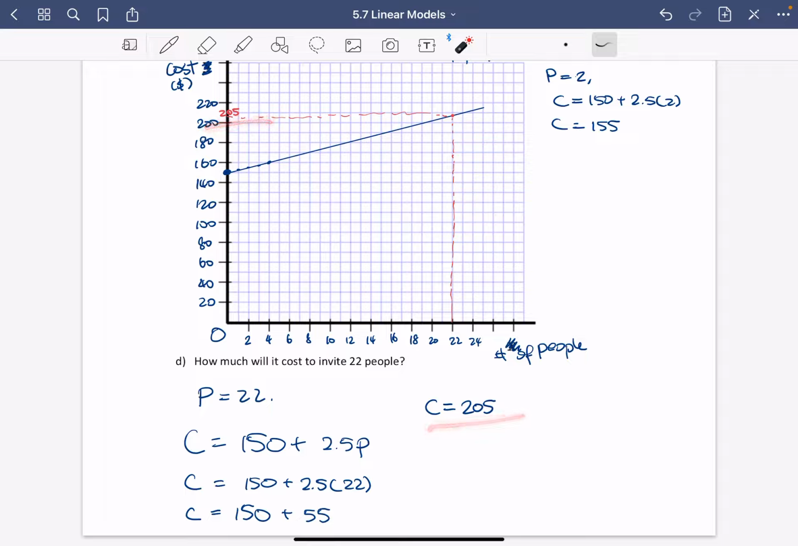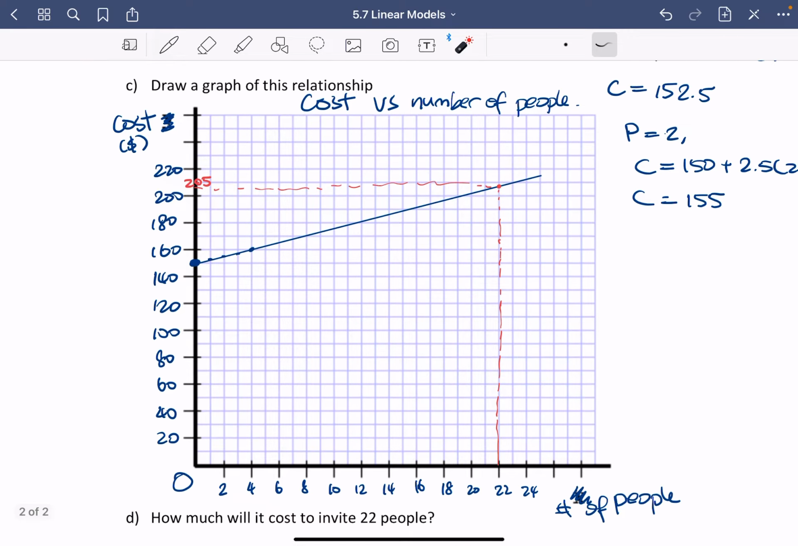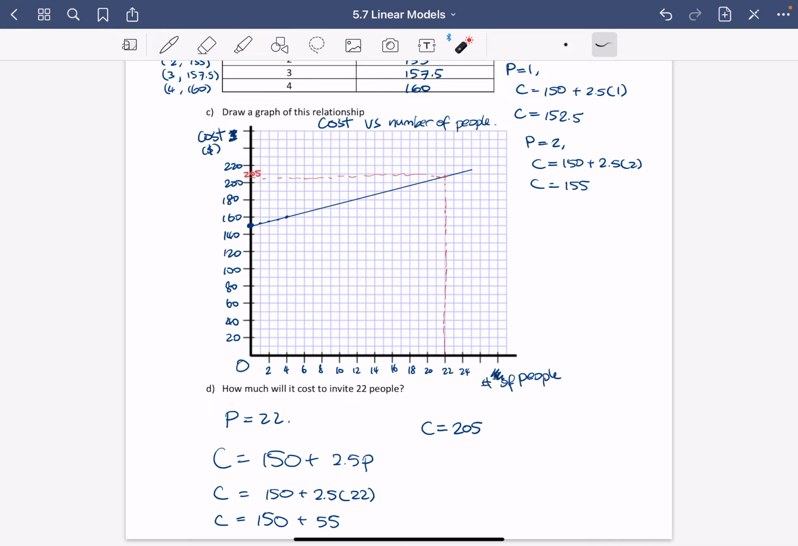Even though my graph is not that accurate, my reading is kind of okay. I got the same thing from the graph and from the equation. The equation is obviously more accurate because you're working with numbers, but the graph could be not that accurate because when you draw the graph, it might be off a little bit sometimes. So whenever you can use an equation, better use an equation because it gives you a more accurate answer.